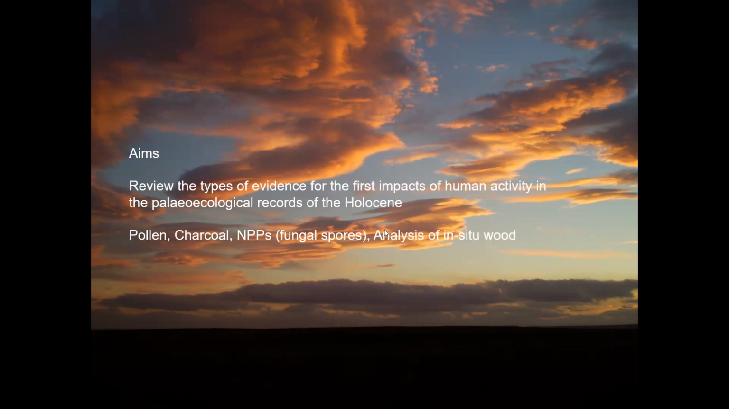So the aim is to review the types of evidence for the first impacts of human activity in the paleoecological records of the Holocene. And the time period I'm going to talk about is the Mesolithic, as the Northwest European version of the Mesolithic, somewhere between 9,500 to 10,000 years BP and 5,500 years BP. The middle stages of the Stone Age evolved to a woodland environment from the Paleolithic, but distinct from the ceramic using, fabric using, settled agriculturalists of the Neolithic.